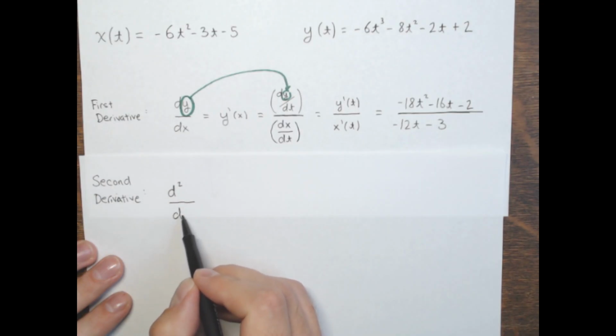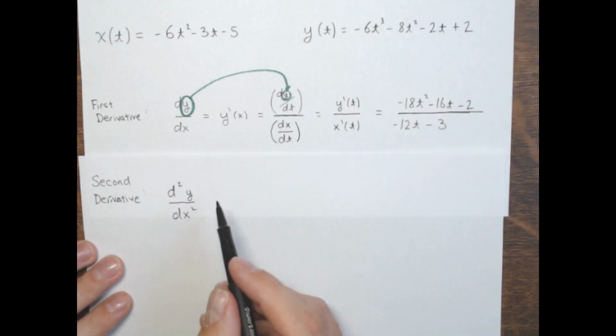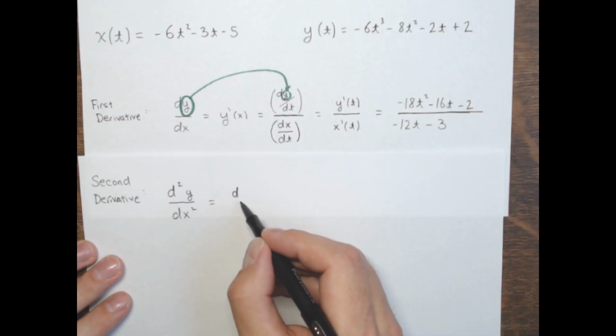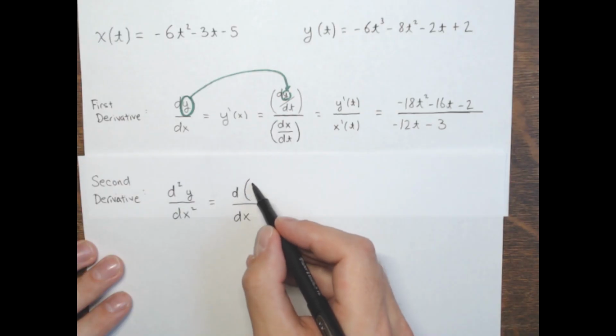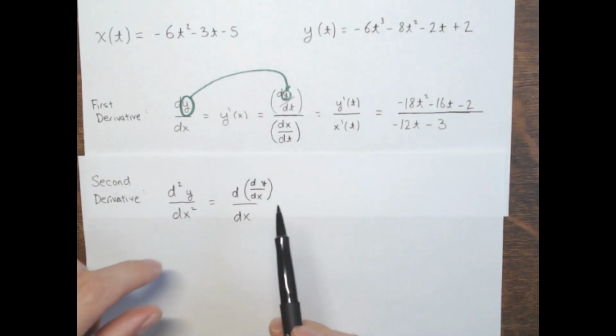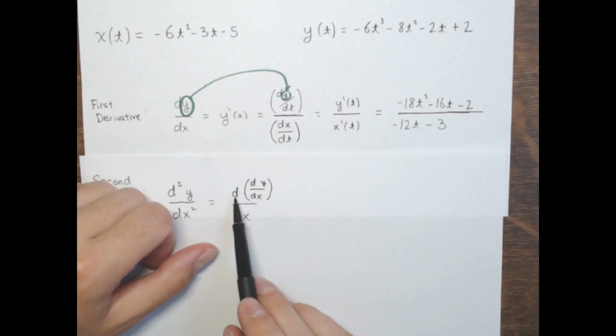So it's the d over dx twice applied to y. So again, I'll write that like that. It's the derivative with respect to x, and the derivative with respect to x applied to y, like that. So from the inside out here, you apply the derivative to y and then apply the derivative again to that. It's the instantaneous rate of change with respect to x.